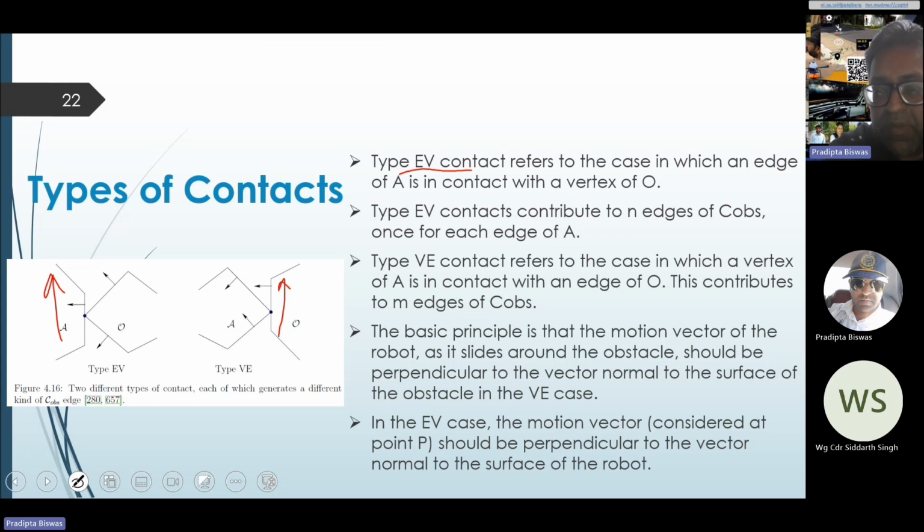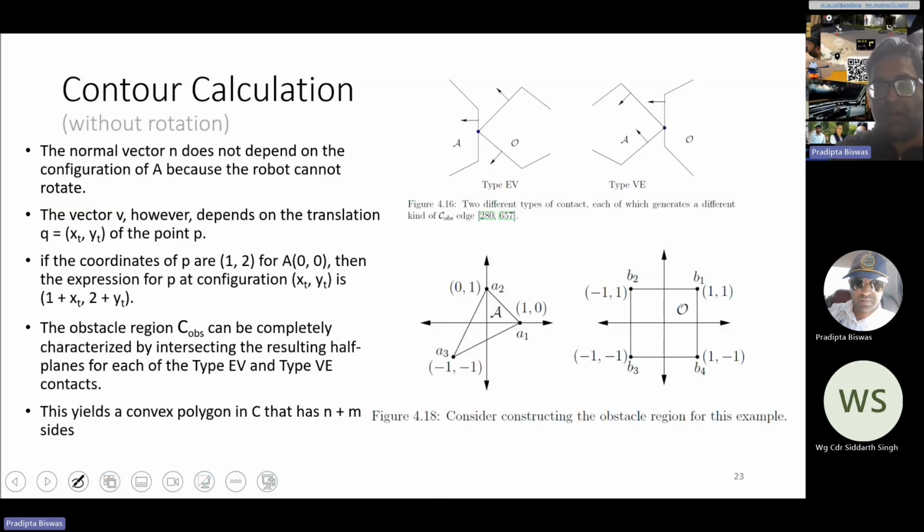So the basic principle is that the motion vector of the robot as it slides around the obstacle should be perpendicular to the vector normal to the surface of the obstacle in the VE case. And EV contacts contribute to N edges of the C obstacles, one for each edge of A. Again, we will see how it is actually happening. Now, this is how we proceed towards finding the half plane equations. Here you note that we take the normal. So these are the outward normals. These are the inward normals.